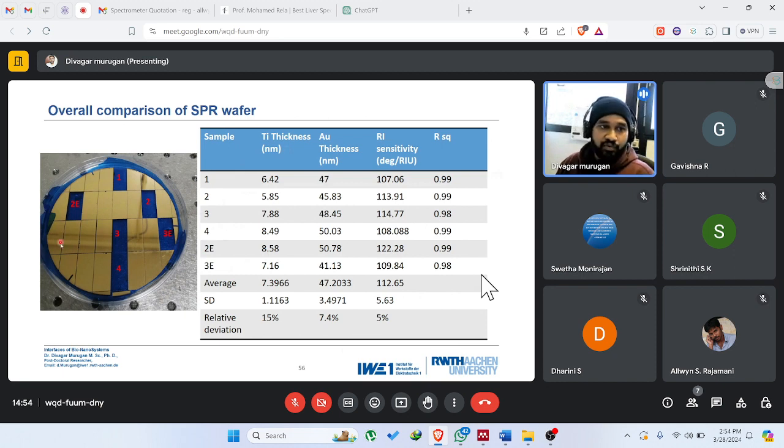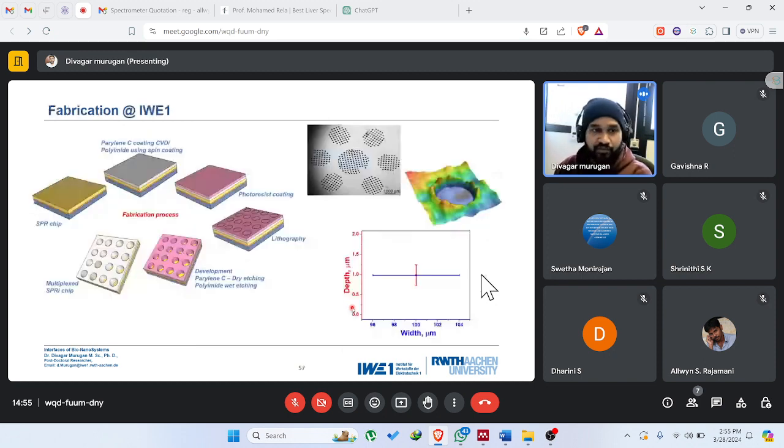So usually what we do is we take the glass wafer. On top of the glass wafer, we put 5 nanometers of titanium or chromium, and then we put 45 nanometers of gold. Then we take this wafer, dice it into small chips, and these chips are then characterized for their RI sensitivity. We evaluate what RI sensitivity we are obtaining with all these chips and then calculate the percentage deviation. These are the initial experiments that we have to do whenever we establish an SPR platform.